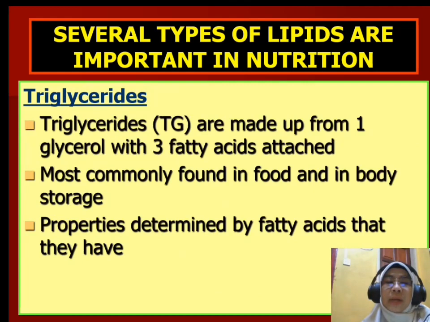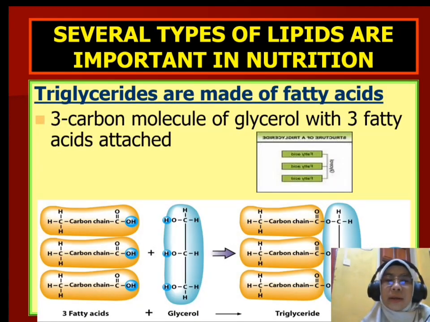Okay, triglyceride. What is triglyceride? Triglycerides are made up from one glycerol with three fatty acids attached, most commonly found in food and in body storage. And for triglyceride, properties are determined by the fatty acids that they have. Okay, how about triglyceride?